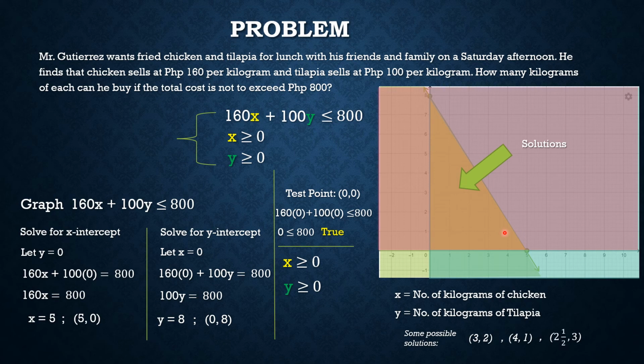At pwede rin namang may butal, no? Pwedeng 2.5 kilos of chicken and 3 kilos of tilapia. So, part pa rin yun ng ating solution. Okay? And marami pang iba. And just to show you na tama talaga yung ating answer, we can substitute this sa ating inequality. And let me show you on the next slide.